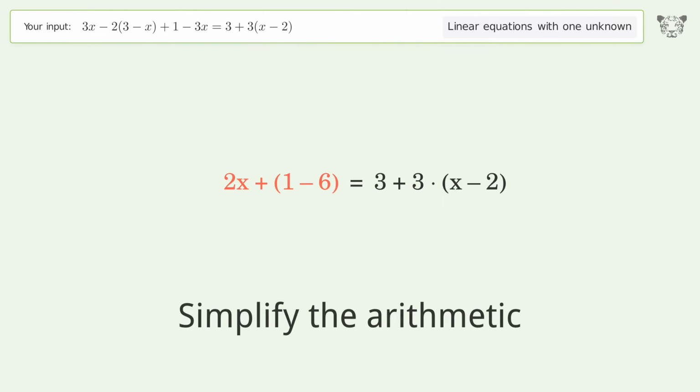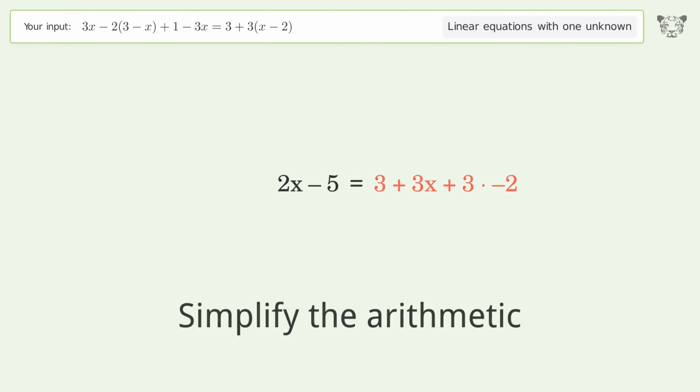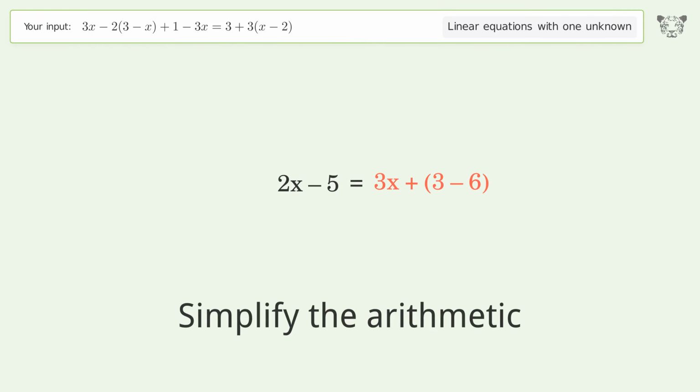Simplify the arithmetic. Expand the parentheses. Simplify the arithmetic. Group like terms. Simplify the arithmetic.